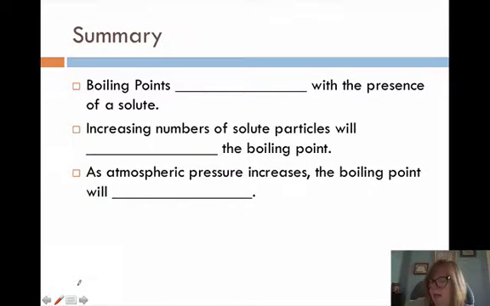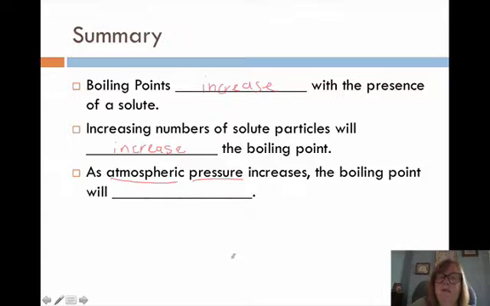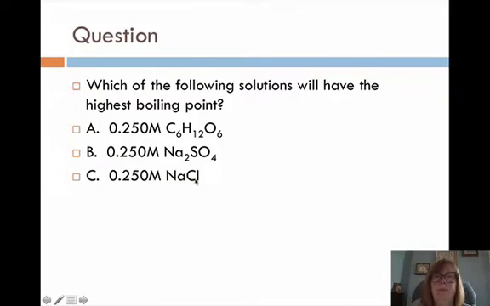So here we go. Let's go ahead and fill this in. So we saw that the vapor pressure decreased, but the boiling points will increase. Now, the more solute particles that we have in there will increase the boiling point. So if we put even more salt in there, it would go up even more. Now, also, atmospheric pressure. Okay, remember, boiling point is when our vapor pressure equals atmospheric pressure. So if atmospheric pressure increases, then the boiling point will also increase. All right, so that's boiling points.